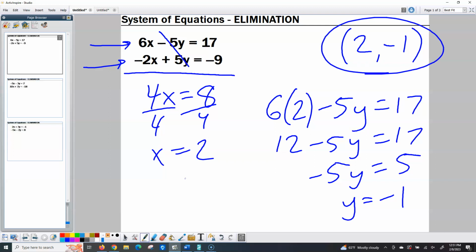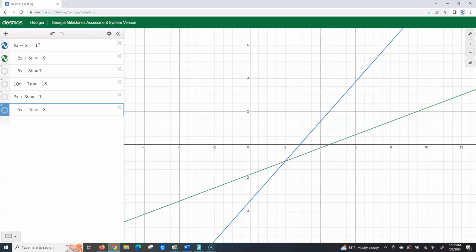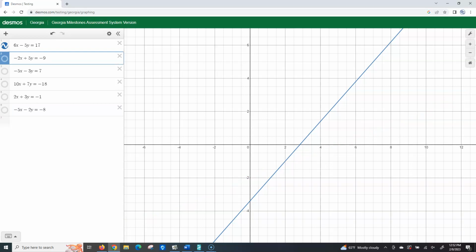And if I were to get on Desmos and look at it, right here I have that first graph. I have a lot of graphs up here, but I have the two colored ones right here: 6x minus 5y equals 17, and negative 2x plus 5y equals negative 9. They are intersecting right there at (2, negative 1). Okay. We'll look at the next two here in just a second.